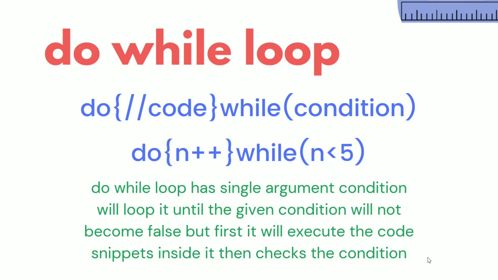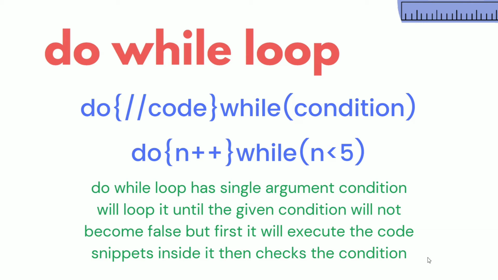And at last we have the do while. What is the difference between while and do while? Whatever condition you give at the top, with curly braces, that same while is present at the end of the code snippet in the do while. Here you have the do, and you have the code, and you have while and the condition, with n plus plus, and while n is less than 5.